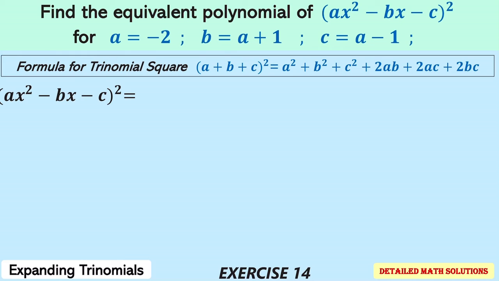To solve this exercise, I'm going to use the formula for the trinomial square: (a + b + c)² equals a² + b² + c² + 2ab + 2ac + 2bc.